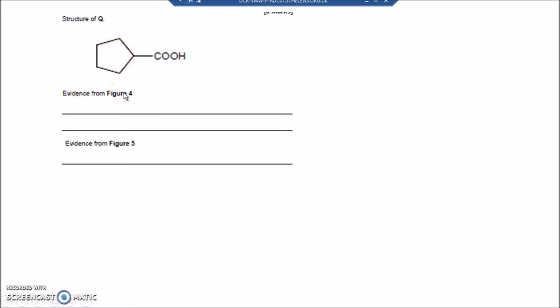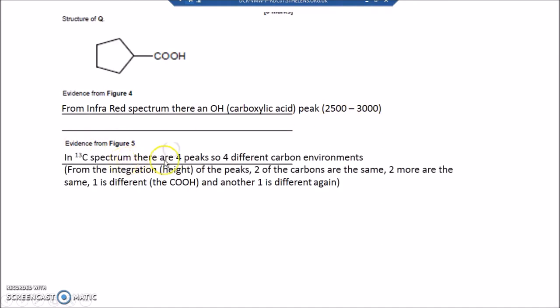Evidence from figure 4, so that's from the infrared spectrum: it's got an OH carboxylic acid peak at 2,500 to 3,000. Remember, always quote the numbers from your data book. And evidence from figure 5: it's got four peaks, so four different carbon environments. And from the integration, or the height of the peaks, two of the carbons are the same. Then I've got a single carbon in one environment, and another single carbon in another environment. So I've got two peaks of integration height 1 and two peaks of integration height 2.